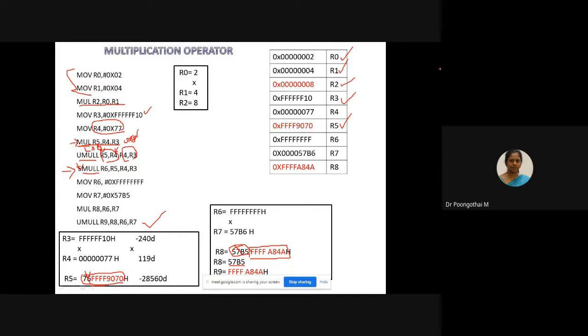Is that clear? Yes, ma'am. Please note down all the answers, because you have to infer the results. Just note down this table for verification of the results.